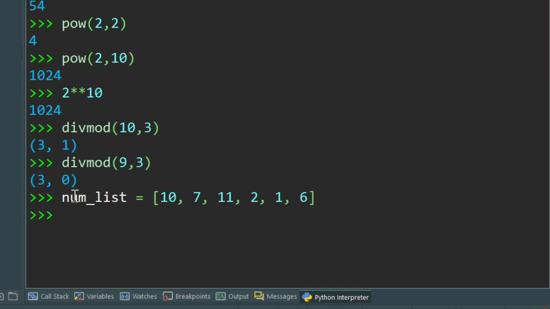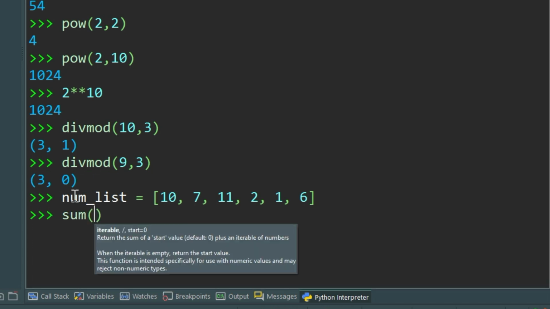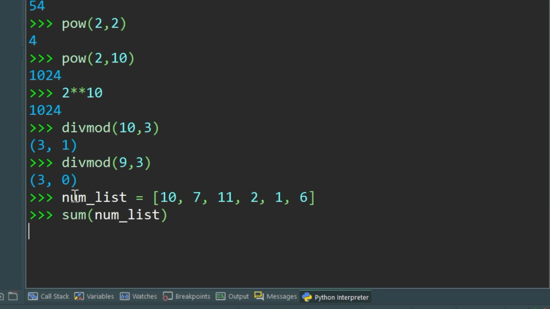We'll hit enter. We can use the sum function and supply in an iterable, which is our num list, and we get the sum of all the values within our list. So we have 10 plus 7, which is 17, plus 11, which is 28, plus 2, which is 30, plus 1, which is 31, plus 6, which is 37, which gives us our summed value.